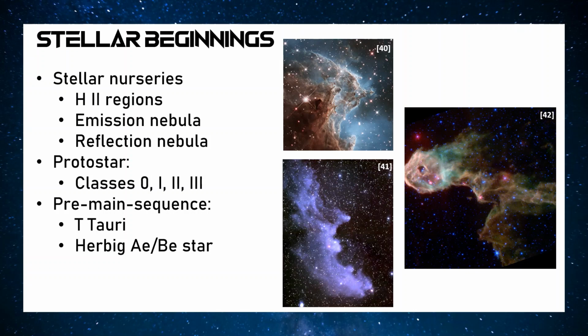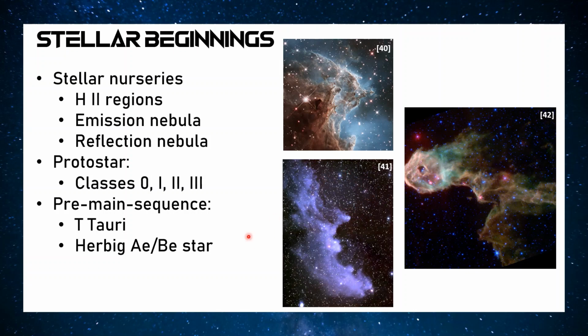Then there's emission nebula. These are clouds of high temperature gas, usually the site of ongoing star formation. And then there's reflection nebula. Clouds of dust reflect nearby stars, again, usually sites of star formation. So 40 here is an emission nebula, NGC 2174. And then this is the Witch's Head reflection nebula.